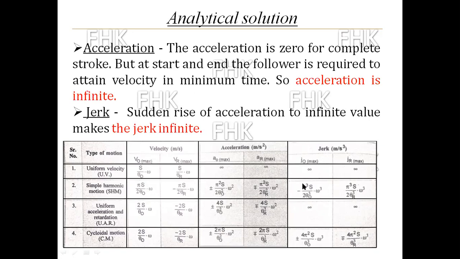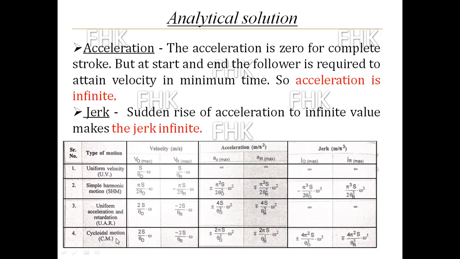That is placed in this table for simple harmonic motion. The derivation is not shown here, but that derivation is also not asked in the examination. Only by using these formulas you have to find out velocity, acceleration and jerk for the given type of follower motion. The velocity, acceleration and jerk for the outward and return strokes are derived and placed here for uniform acceleration and retardation. Only the jerk will be infinite for the outward and return stroke when uniform acceleration and retardation motion of the follower is given.